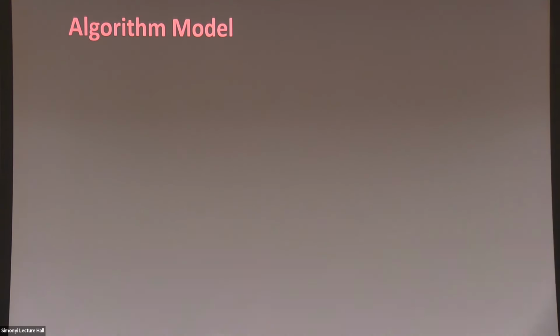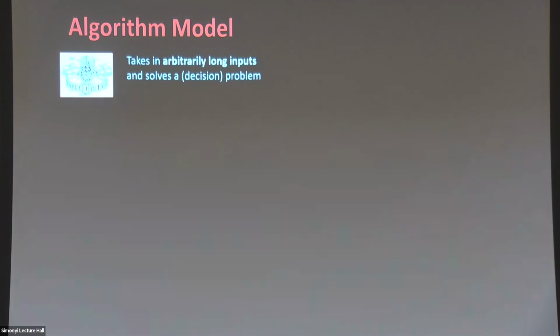So let me tell you a little bit at a high level about circuit complexity, because if you haven't seen it, it's quite different from the usual models with Turing machines. In the algorithm model, we have some Turing machine. It takes in arbitrarily long inputs and gives us some answer. So it naturally computes a decision problem that takes bit strings and outputs a bit.